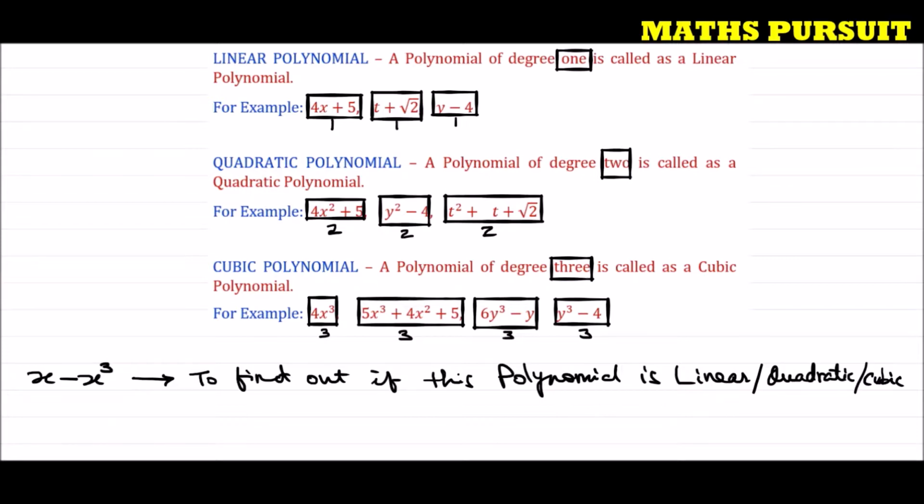So after understanding the definitions, let us identify the degree of the given polynomial, x minus x to the power 3. So here the highest power is 3. Therefore the given polynomial is a cubic polynomial.